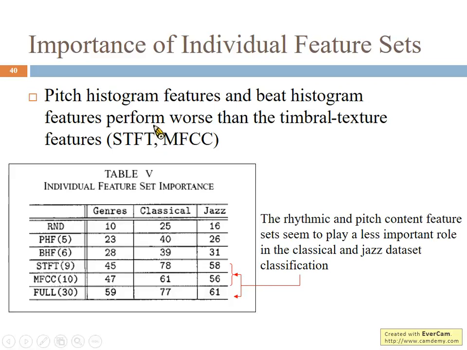They also compare the effectiveness of different types of features. Here is the table showing the performance of different types of features. If we just use the pitch histogram feature, we get 23% accuracy. If we just use the beat histogram feature, we get 28. If we just use the short time Fourier feature, we get 45. If we just take MFCC, we get 47. So it's clear that MFCC and the short time Fourier feature are more effective than the proposed rhythmic content feature and the pitch content feature. However, if we integrate all of them, we can get a much higher accuracy, 59%.